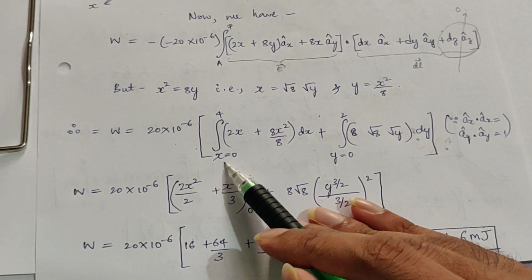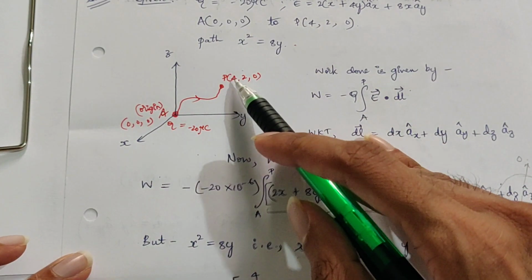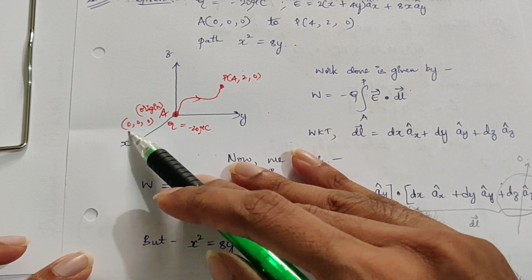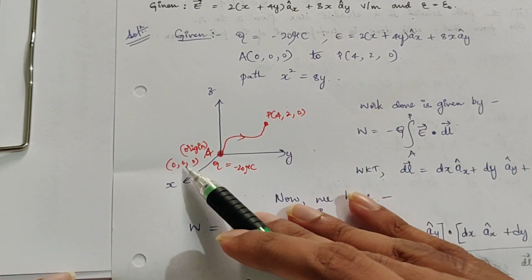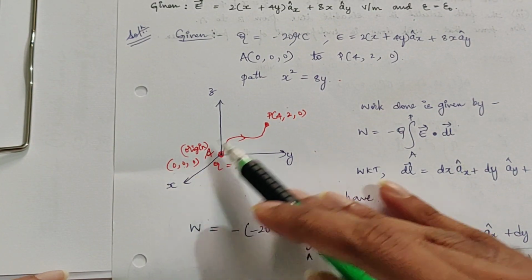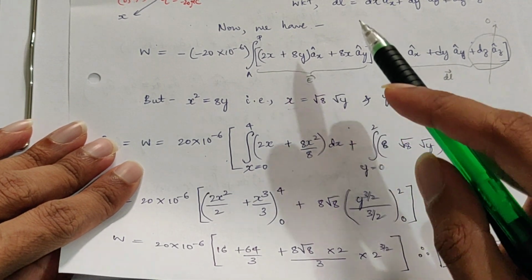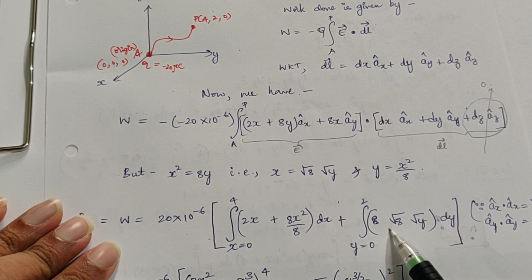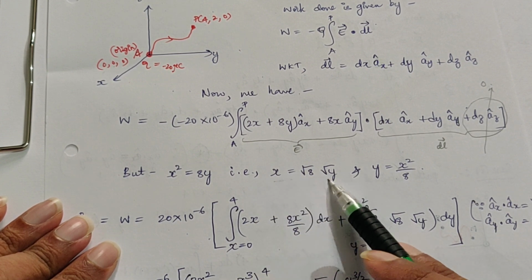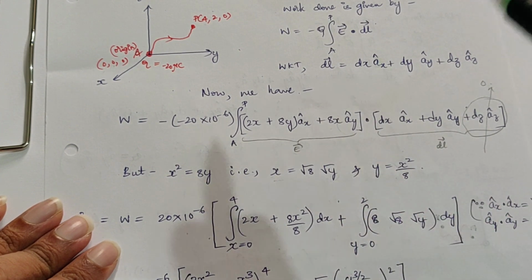So where am I moving? I'm moving from x equal to 0 to x equal to 4. That is what I've done. X is equal to 0 to x is equal to 4, and y is moving from the origin, from 0 to 2. Y is equal to 0 to 2. Instead of 8x, I have substituted the value of x here, which is in terms of y, because ultimately this is a y component and I have to integrate with respect to y.